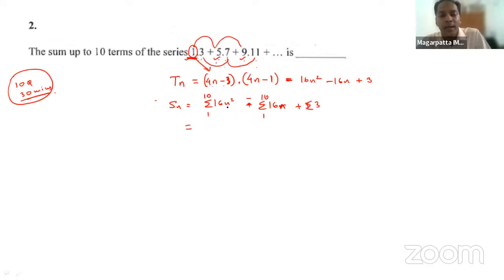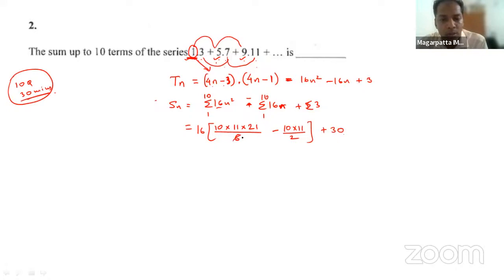So this would be, again, I can take the 16 common from the first two terms. So 16 common. This would be n into n plus 1 into 2n plus 1 the whole by 6. So here n is 10. So this would be 10 into 10 plus 1, 11, into 2 into 10, 20 plus 1, 21, the whole by 6, minus, 16 I've taken common, so that will be 10 into 11, n into n plus 1 by 2, and 3 is added 10 times, so that would simply be 30. And I just need to do the calculations quickly now.